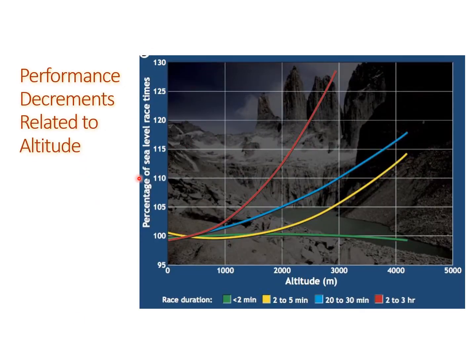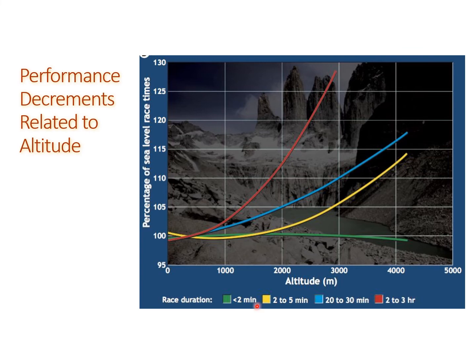Okay, so this graph is going to show us performance declines in relation to altitude. So we have these different lengths of races. So we have your less than 2 minute races, we have your 2 to 5 minute races in yellow, you have your 20 to 30 minute races in blue, and then you have your 2 to 3 hour races in red. So we're going to show you how much more percent of time that you need to spend to complete that race.